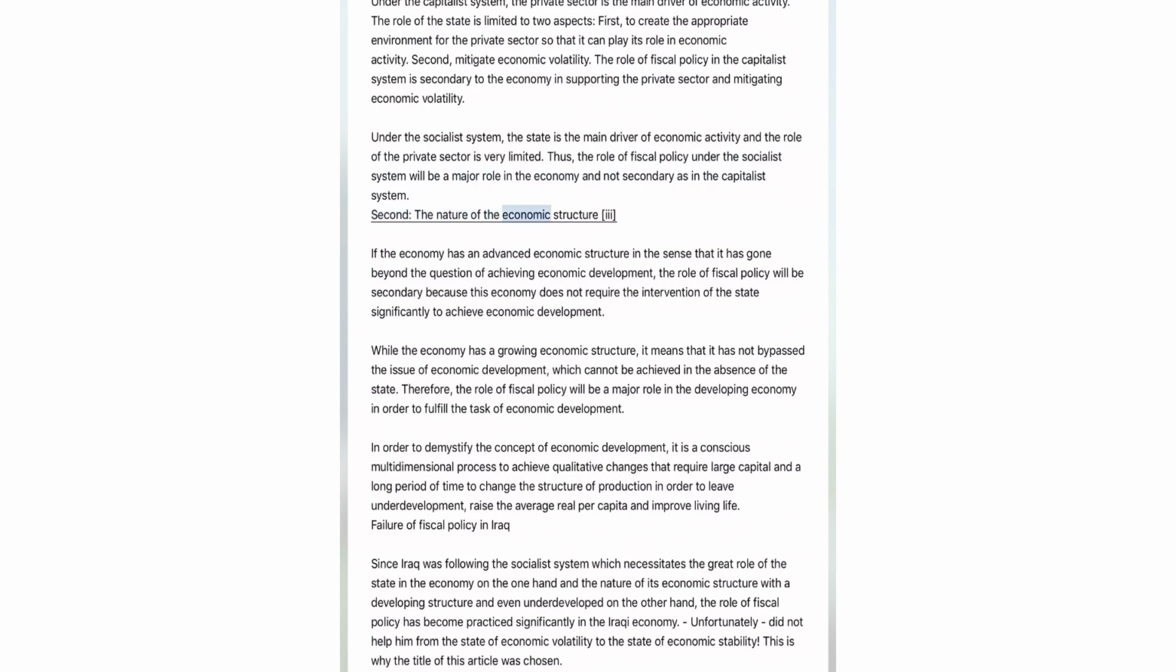Second, the nature of the economic structure. If the economy has an advanced economic structure, in the sense that it has gone beyond the question of achieving economic development, the role of fiscal policy will be secondary because this economy does not require the intervention of the state significantly to achieve economic development. While if the economy has a growing economic structure, it means that it has not bypassed the issue of economic development, which cannot be achieved in the absence of the state.